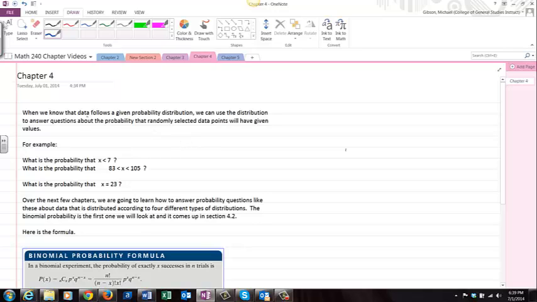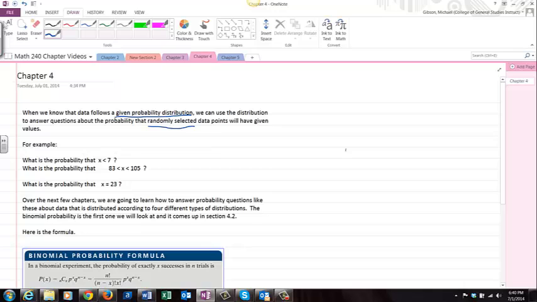Alright, when we know that data follows a given probability distribution, in other words, when a question tells us the probability distribution that the data follows, or we know some other way, in that case we can use the distribution to answer questions about the probability that randomly selected data points will have given values.